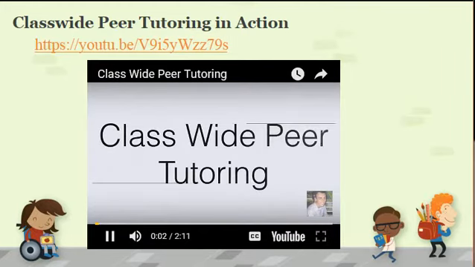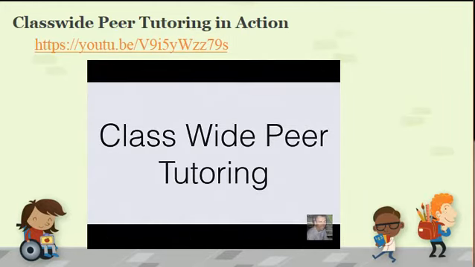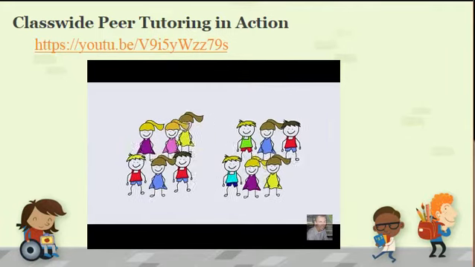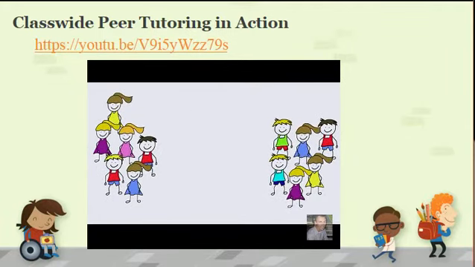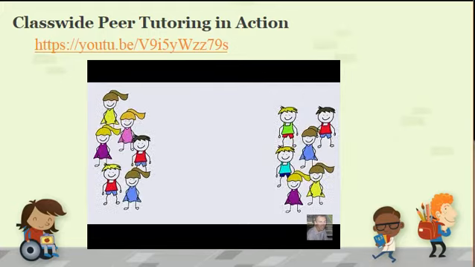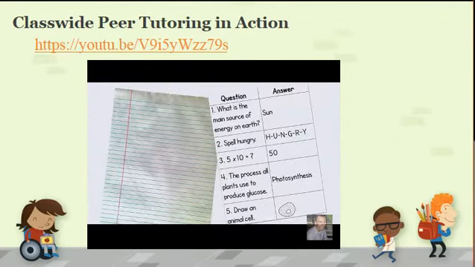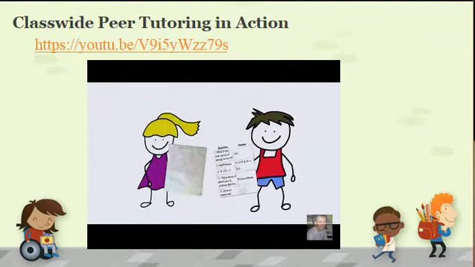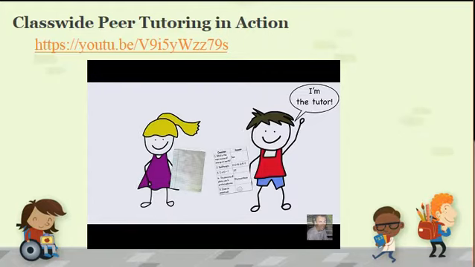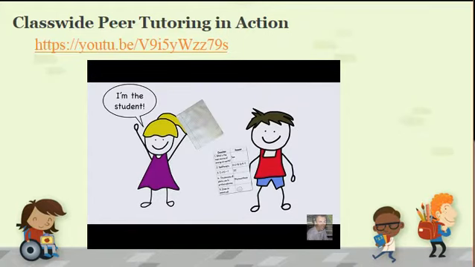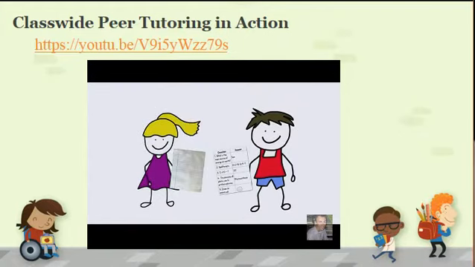Class-wide peer tutoring. This week, you're going to work on a team to earn points and learn material. Within the team, your teacher will pair you up. Each pair will need a blank sheet of paper and a set of questions with answers that the teacher made. To start, pick one person to be the tutor and the other to be the student. Next, your teacher will put a few minutes on the clock.